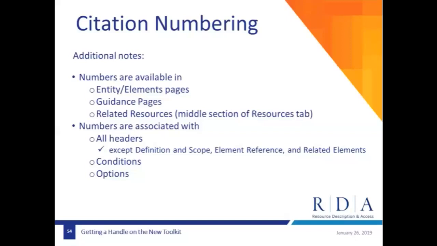The only exceptions to these with the headers are definition and scope, element reference, and related elements. And those are all sections that are auto-generated by our script that updates the toolkit with information from the RDA registry. So we do not feel that that is an appropriate place to put in citation numbers.